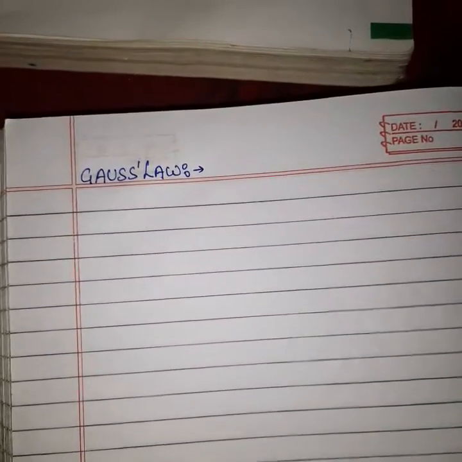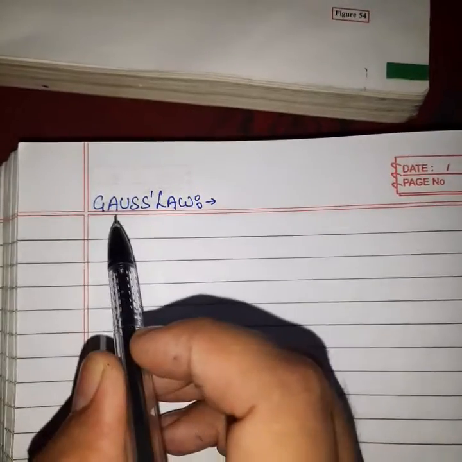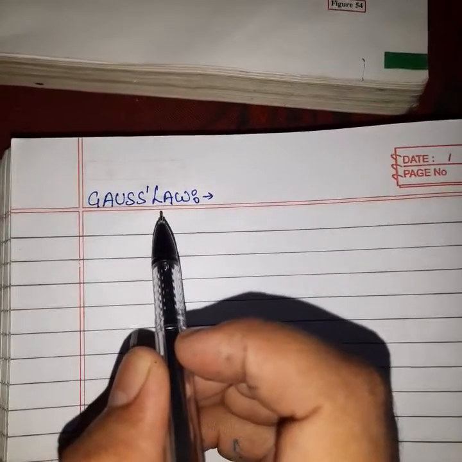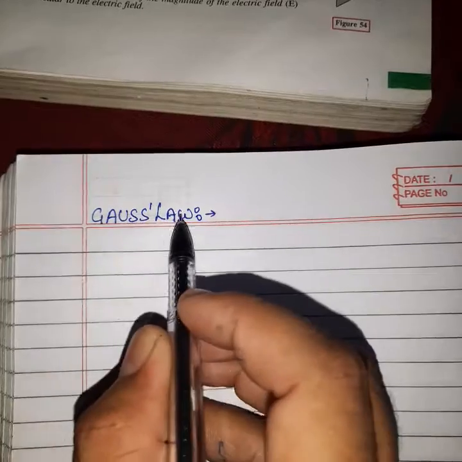Hello students, today I will discuss with you all Gauss law. Gauss law, okay. In this case I will discuss Gauss theorem also, right? So first of all we will discuss some important points which relate to this Gauss law.